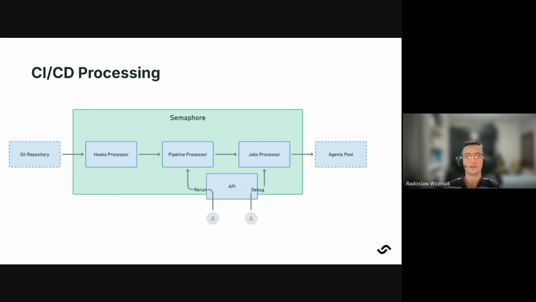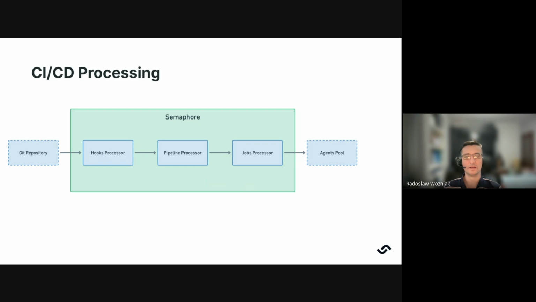On the other hand, when a user starts a debug job, they are not triggering any pipelines, just a specific job. So because of this, the processing bypasses the hook processor and pipeline processor altogether and starts directly in Zebra, the job processing system. Zebra gathers the necessary information, prepares the job, and dispatches it to the agent, ensuring that it runs in an isolated environment. This flexibility allows Semaphore to handle various use cases efficiently, whether a developer wants to rerun an entire pipeline or just investigate a single job.